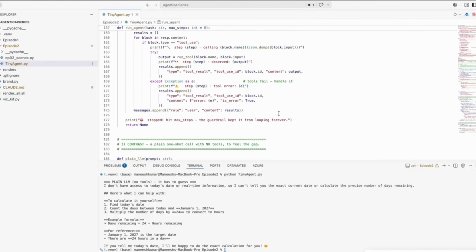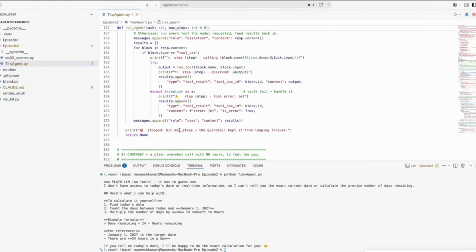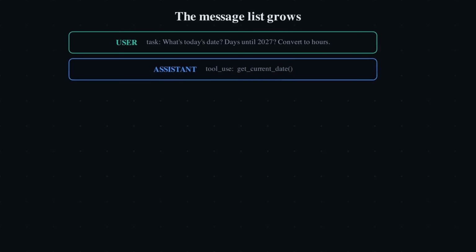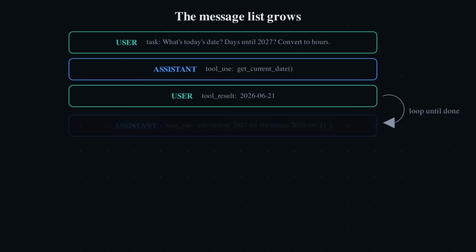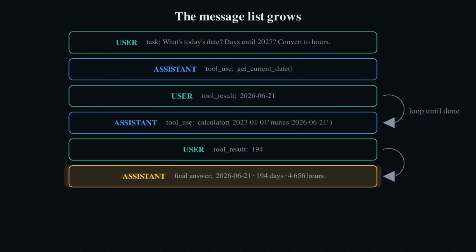So based on that, if you see the messages.append over here, this predominantly is going to append the model's turns, then append the tool results as the next message. That growing list is the agent's working memory for this task. Next turn, the model sees what the tool returned and decides what to do with it.